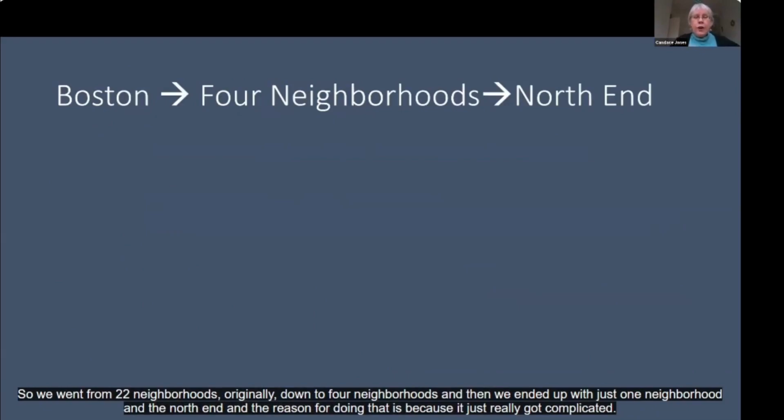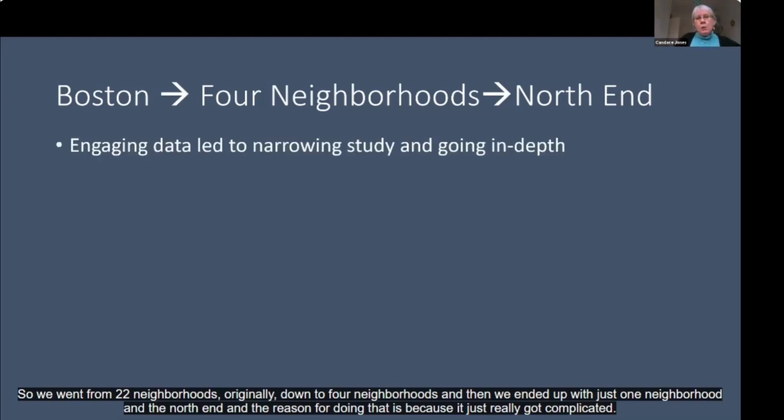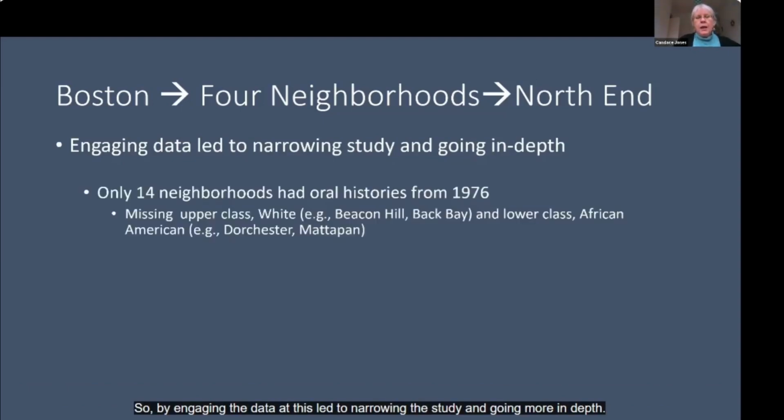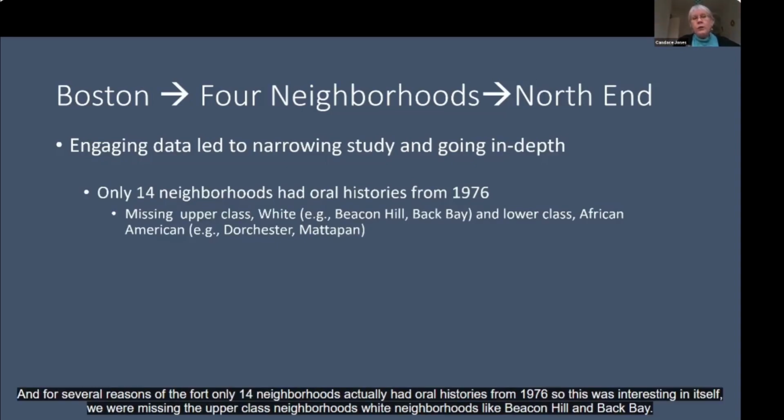So we went from 22 neighborhoods originally down to 4 neighborhoods, and then we ended up with just 1 neighborhood, the North End. And the reason for doing that is because it just really got complicated. So by engaging the data, this led to narrowing the study and going more in depth. And for several reasons. Of the 22, only 14 neighborhoods actually had oral histories from 1976. So this was interesting in itself. We were missing the upper class, white neighborhoods like Beacon Hill and Back Bay.